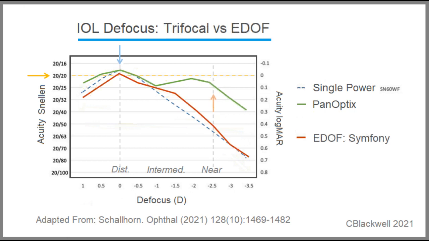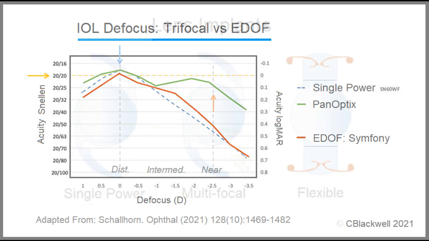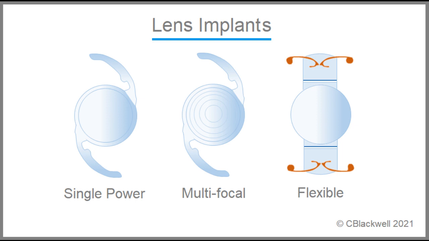Much of the current lens discussion comes down to comparing the EDOF versus the trifocal. The trifocal has the advantage for reading, but is reported to give more glare and halos. Moving on to patient-reported vision results. Are multifocal lenses worth it?